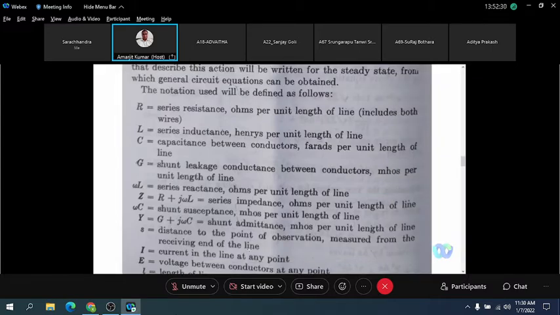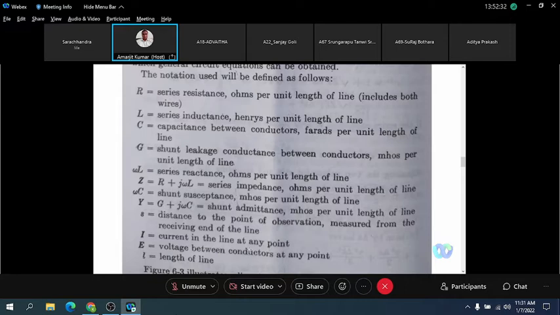R, for a two-wire transmission line, open wire line, is defined as the series resistance per unit length of the transmission line, including both wires.